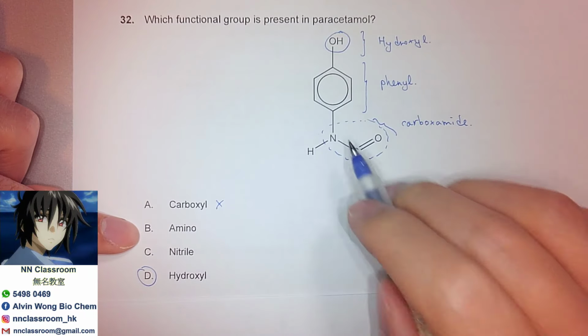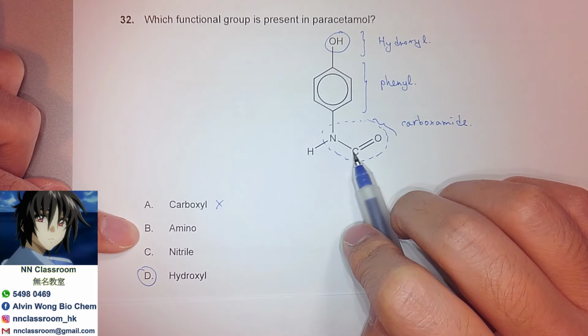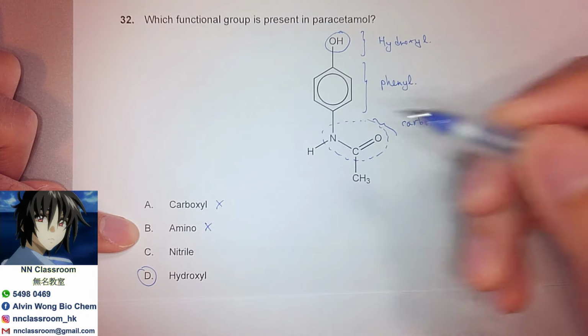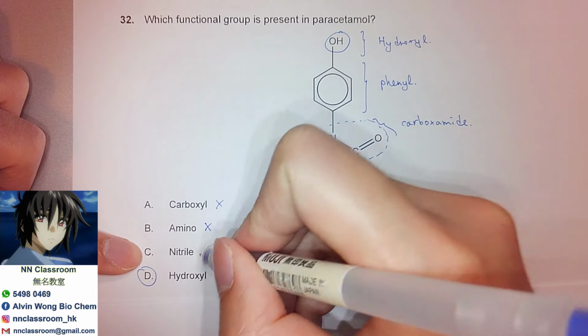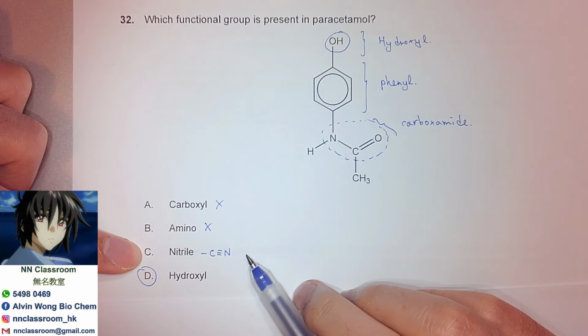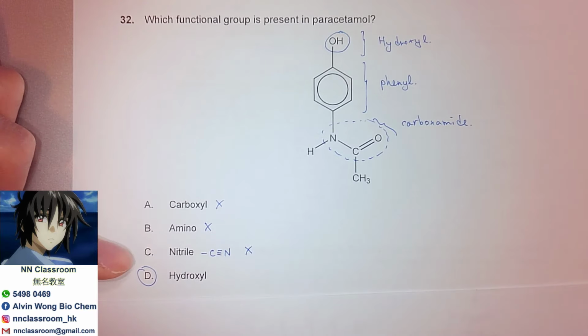Amino, as just mentioned, is just a simple N linked to adjacent carbons without the linking of the oxygen double bond O. So that's why it's not an amino group. And nitrile simply means a C triple bond N, so these are terminal. If you see this terminal, that is going to be a nitrile. Again, we cannot see this group here, so that's why the answer is going to be D, simple.